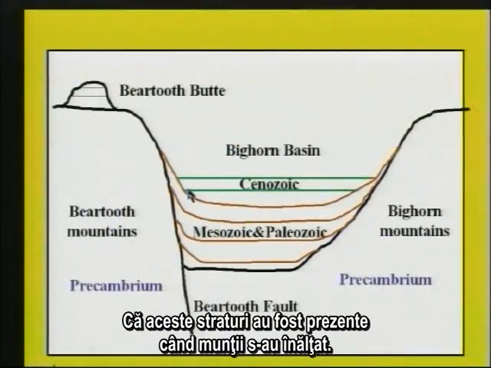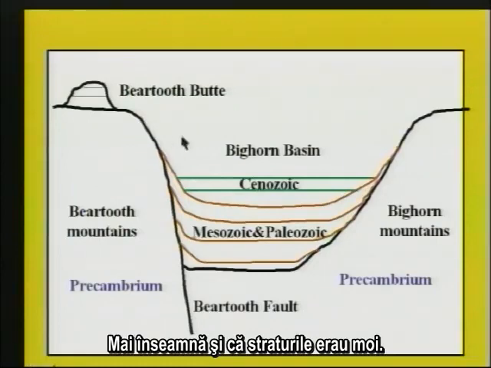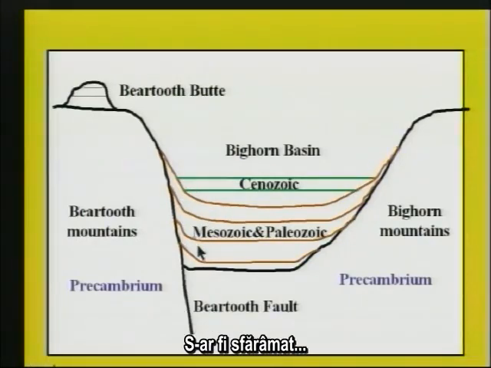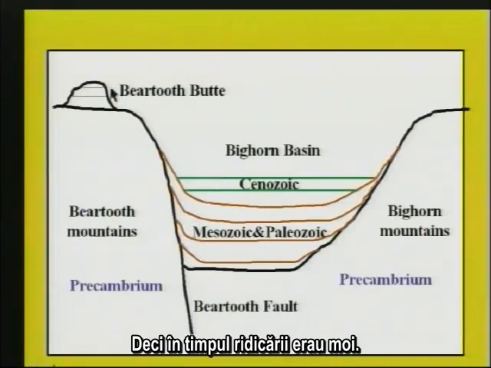It tells you that those layers were there when this mountain was uplifted. Is that right? And it tells you that they were soft. Or else, what would happen if they were solid sheets of rock? They would just break up into blocks, right? So they were soft when they were uplifted.